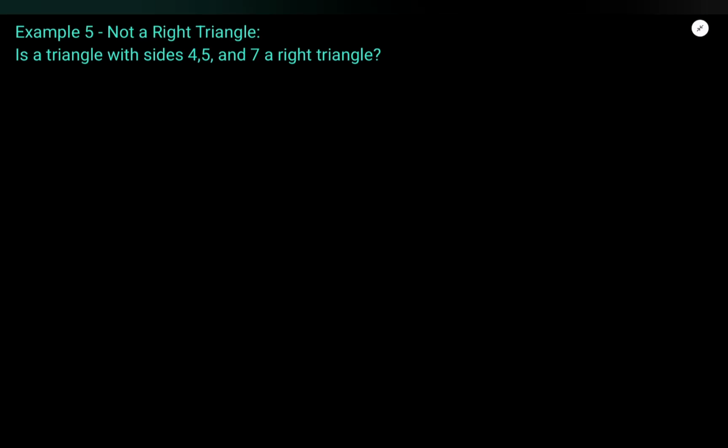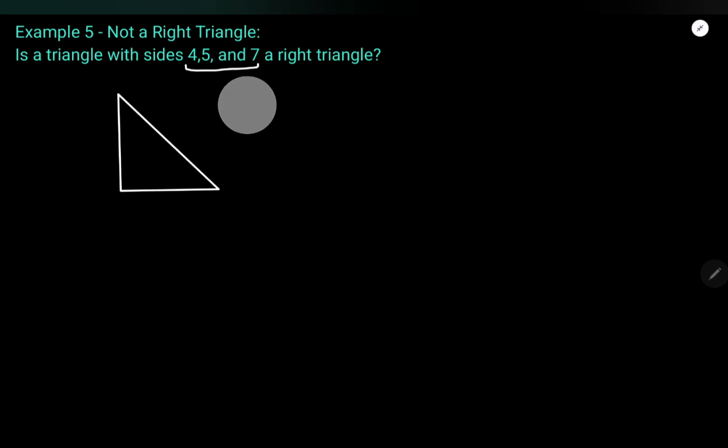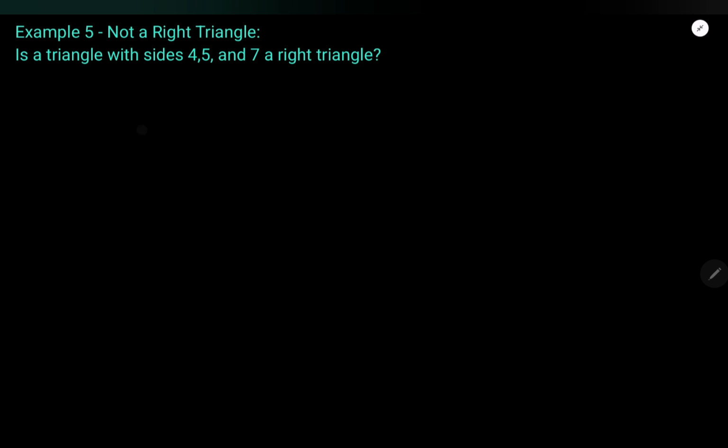Then next we have a triangle with sides 4, 5, 7. Suppose I draw a triangle. I don't know whether it will be a right angle or not, I need to check actually. So I have 4, 5, 7. The longest side I say is C, and the other two are B and A. I will find the square of the longest side. It is 49, 7 square is 49.